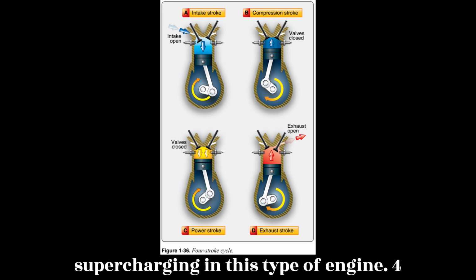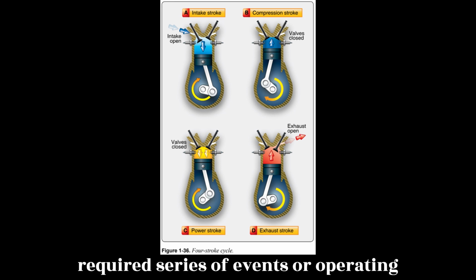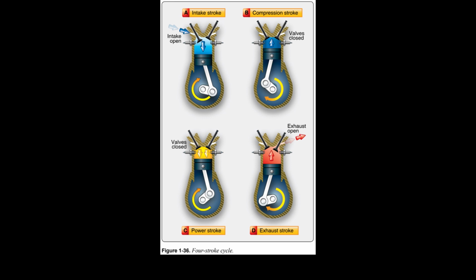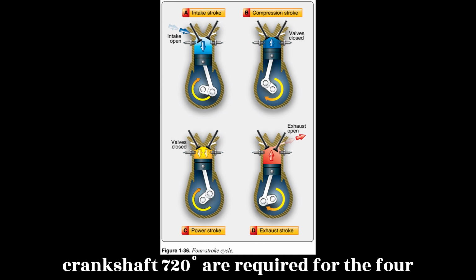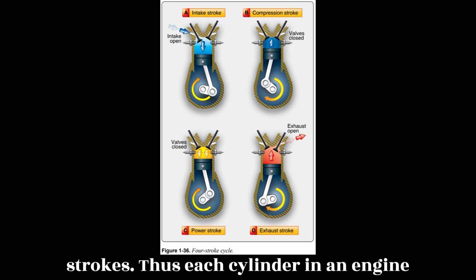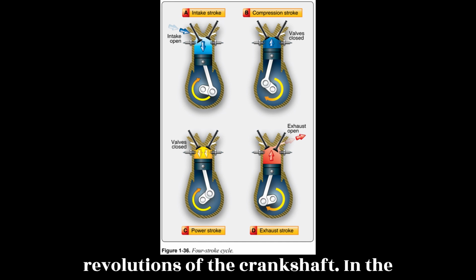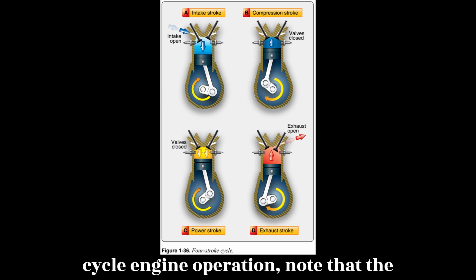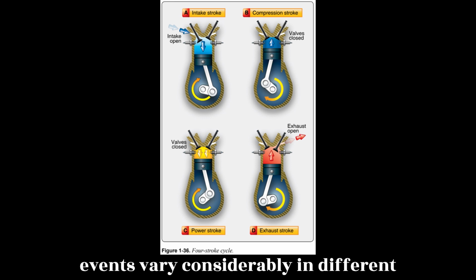In this type of engine, 4 strokes are required to complete the required series of events or operating cycle of each cylinder. Figure 1.36. 2 complete revolutions of the crankshaft, 720 degrees, are required for the 4 strokes, thus, each cylinder in an engine of this type fires once in every 2 revolutions of the crankshaft. In the following discussion of the 4-stroke cycle engine operation, note that the timing of the ignition and the valve events vary considerably in different engines.